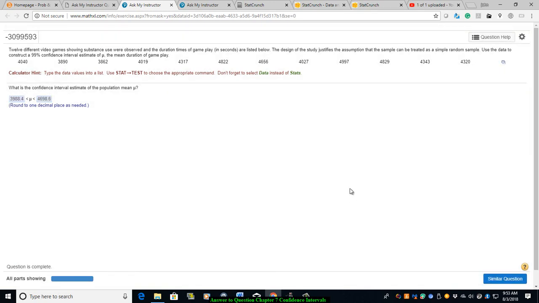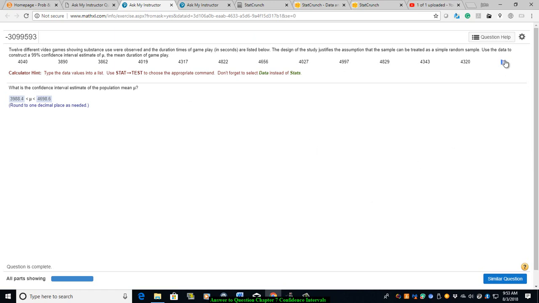So basically, be careful. The whole point is that when you're doing this, go to Stat, Calc, One-Variable Stats, get your numbers, and then plug them into Stat, Test, and then T-Interval. Because if you try to do it directly from the data, there might be something that goes wrong.